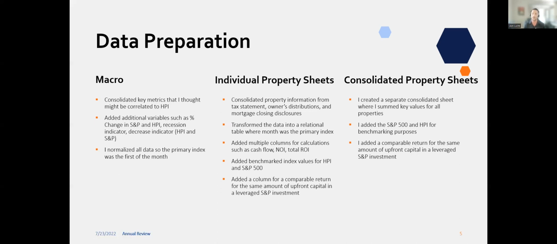I then wanted to compare a sample investment in the S&P. As an example, if I bought a property in November of 2018 and I had some amount of cash flows and some amount of equity, I wanted to see, if I'd put that money into the S&P instead, how that would have grown over time relative to the returns of the property. And then for the consolidated property sheet, I took all the individual sheets and put them in one, just to make things a little bit easier for the analyses.